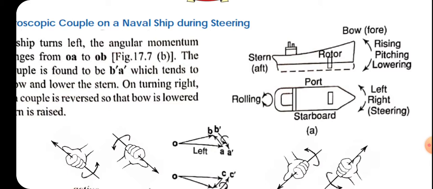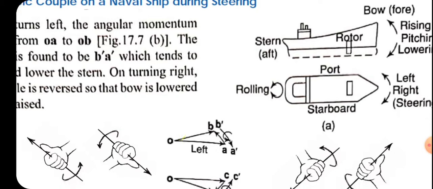Okay, so let the plane of spin of the rotor and other rotating masses be horizontal and across the breadth of the ship. Assume omega to be angular velocity in clockwise when viewed from the stern side. Okay, so first one is the effect of gyroscopic couple during steering.